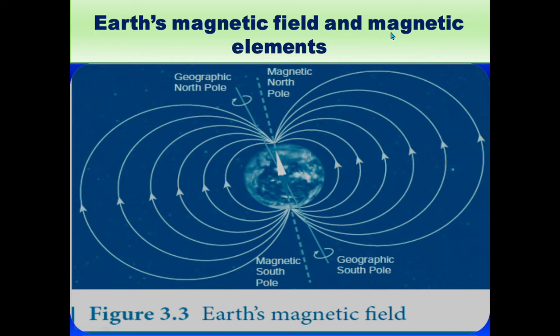Earth's magnetic field and magnetic elements, from your third lesson, magnetism and magnetic effect of electric current. So this is the picture, Earth's magnetic field. This line indicates the geographic meridian and this is the magnetic meridian. Geographic north pole and geographic south pole. This dotted line indicates the magnetic north pole and magnetic south pole. These curved lines indicate the Earth's magnetic field. These are magnetic lines, Earth's magnetic lines of force, occupying a particular surface area.